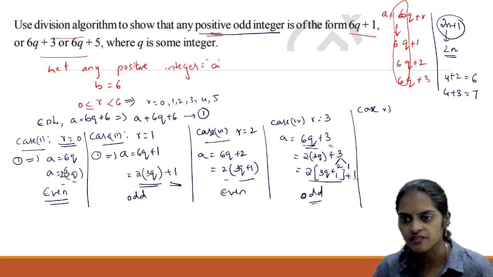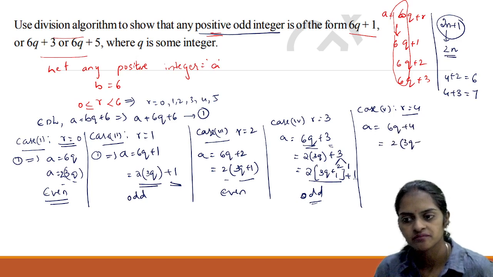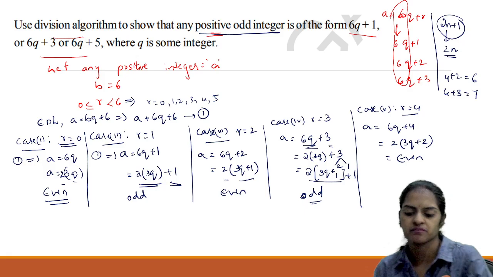Now let us take case 5, r equal to 4. So the first equation will be 6q plus 4. So if I take 2 common directly here, 2 into something, this is actually an even number. Let us take the next case.